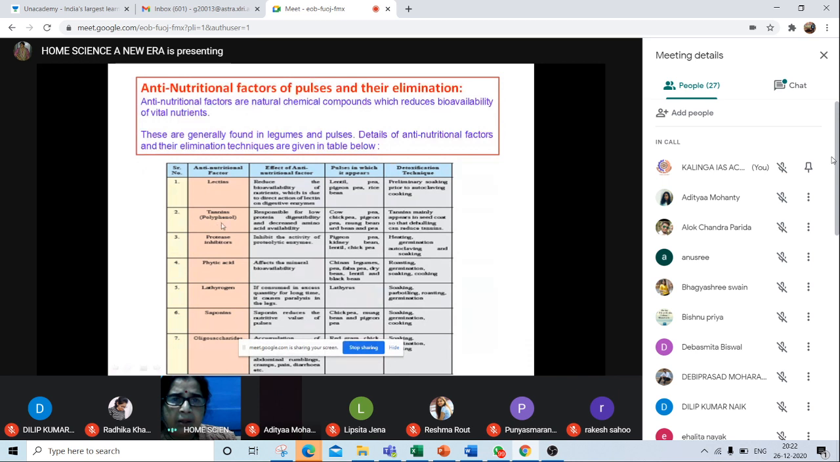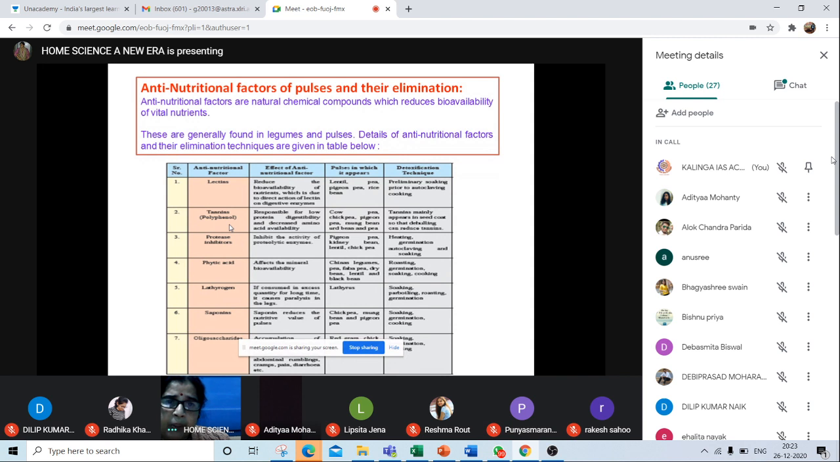chemical name is polyphenol, which is responsible for the low protein digestibility and decreased amino acid availability. It is generally present in the cowpea, chickpea, pigeon pea, moong bean, urad bean and pea. Then tannins, detoxification, how will you do it? It is mainly present in the seed coat. So dehulling, when we do this, at that time tannin will be removed.